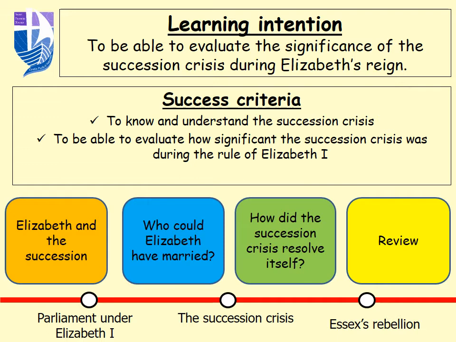And then we're going to look at how the succession crisis eventually did resolve itself, so that actually when she died in 1603, the succession went to James, King James VI of Scotland as he was, who became King James I of England, and it resolved itself quite smoothly. For all that people had worried about it during Elizabeth's reign, power was transferred in a very straightforward manner at the end of Elizabeth's rule when she died in 1603.